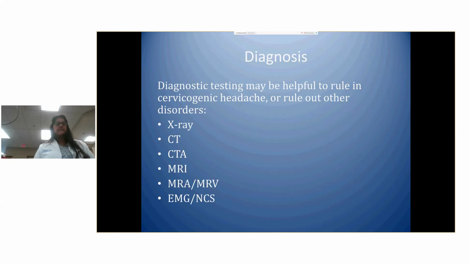Another part of the diagnosis is diagnostic testing, which may be helpful to rule in headaches or rule out other disorders, and includes imaging: X-ray, CAT scan, MRI, and then looking at the vasculature. EMG nerve conduction study can also be helpful additionally. Sometimes you do have findings on MRI, CAT scan, or X-ray which can clue you into a diagnosis. Hey, there is something going on at the neck. There is pathology at the neck, and they have unilaterality to their headache symptoms. Could this be a cervicogenic headache?